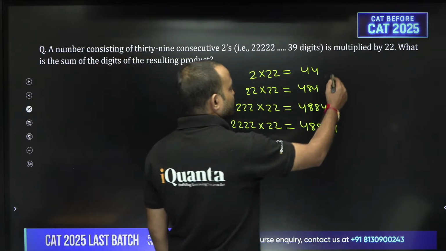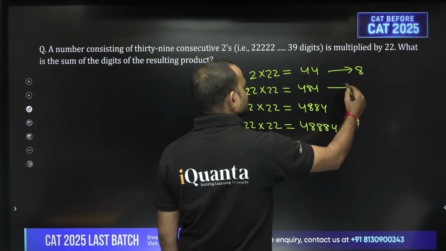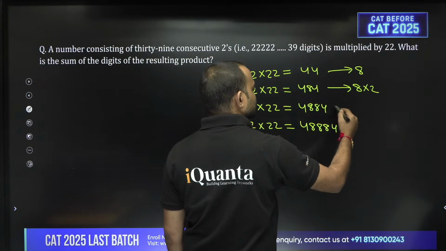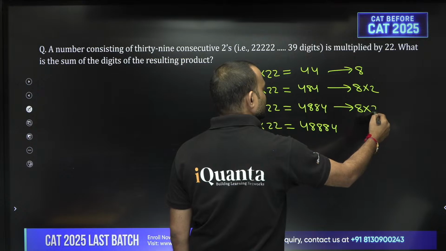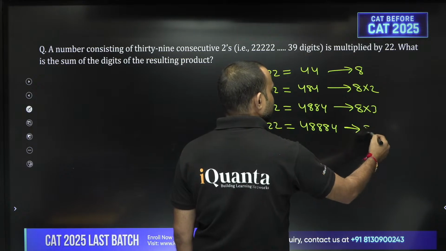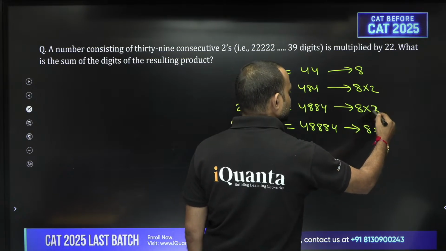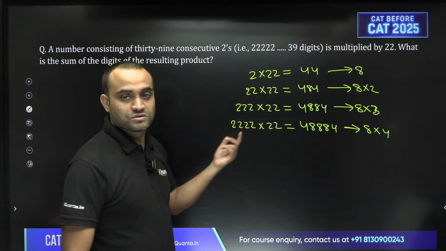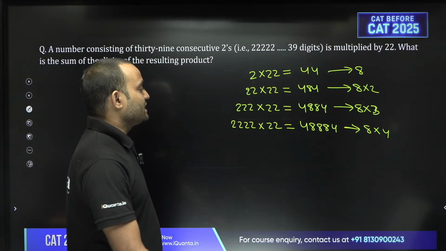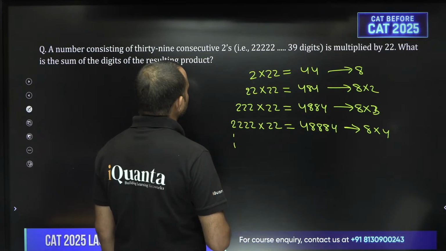What is the sum of the digits? This is 8. This is 8 into 2. This is 8 into 3. And this is 8 into 4, and so on. If there are 4 2's, the sum of digits will be 8 into 4. So what do we have?